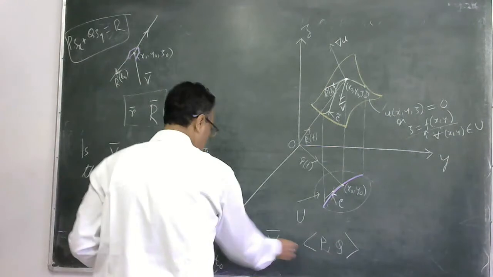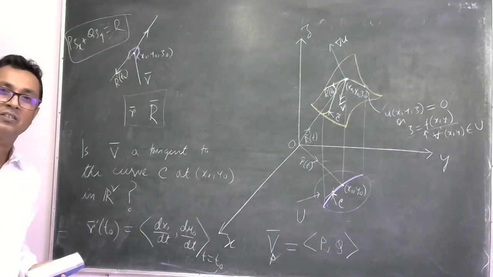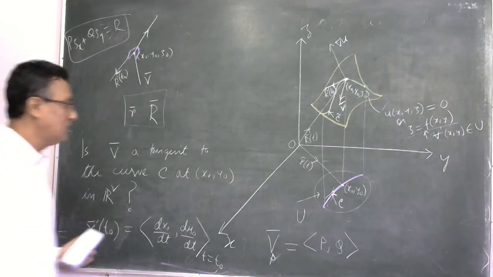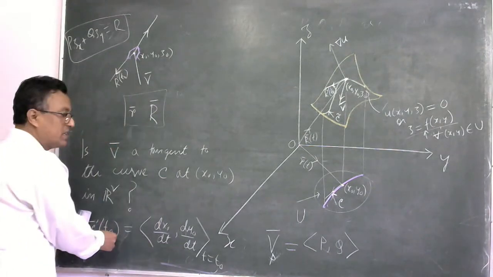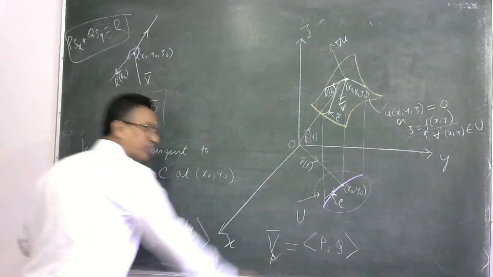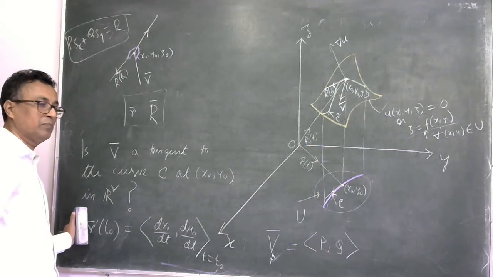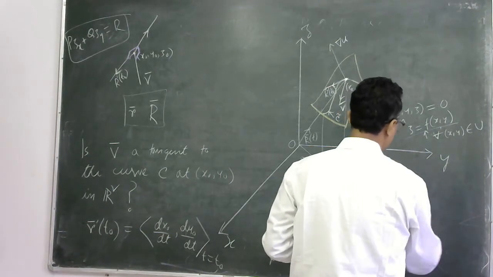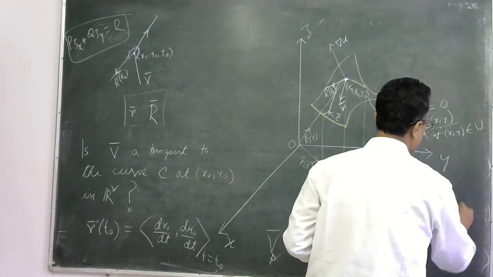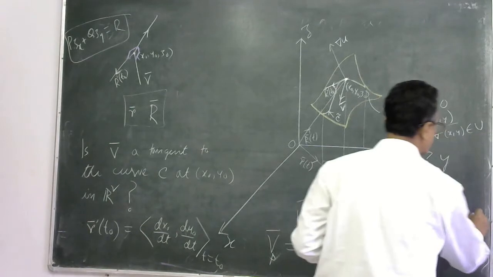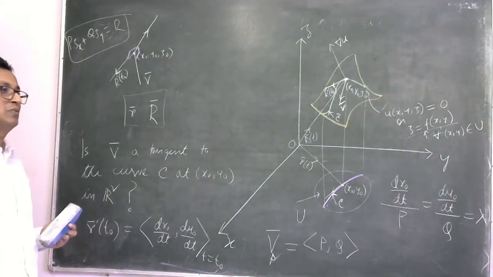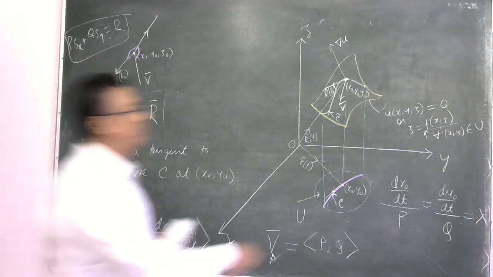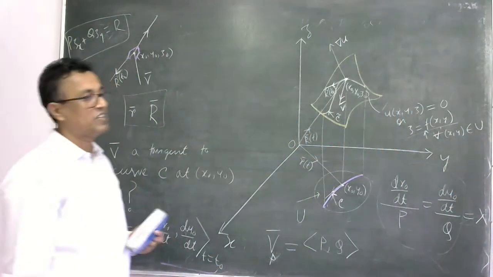So then what must happen? If they are to be parallel, one must be a scalar multiple of the other. Agree? So that means r prime t naught must be equal to lambda into Vp. So that is going to give you dx naught dt by p equal to dy naught dt by q, and this is going to be equal to lambda. Right? So if this happens, then the given condition is not satisfied.